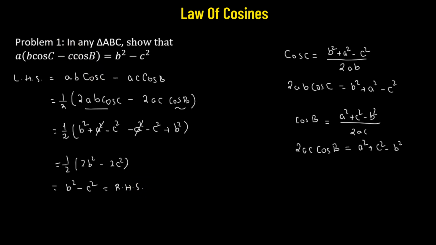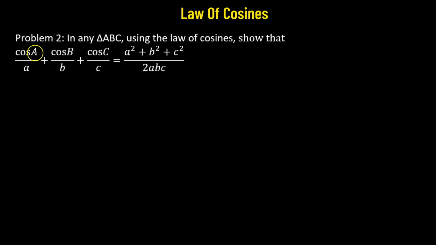So let's move on to the next problem. Here we have another triangle ABC, and using the law of cosines, we need to show that the following expression is true. So let us begin. We'll start from the left hand side of our given equation. Here we have cosine of A over a. First, we will replace the value of cosine A with b squared plus c squared minus a squared divided by 2 times bc.